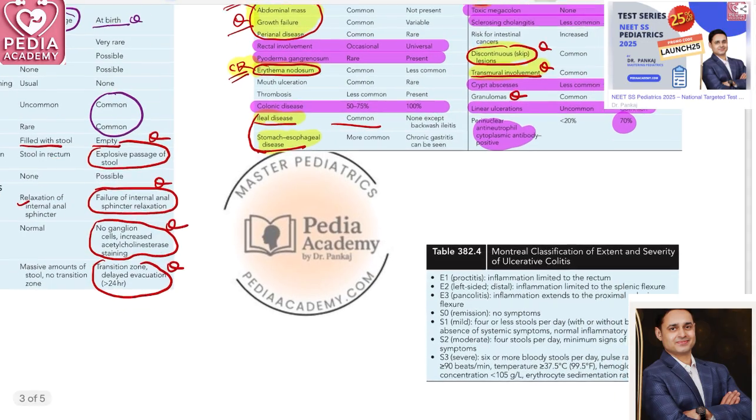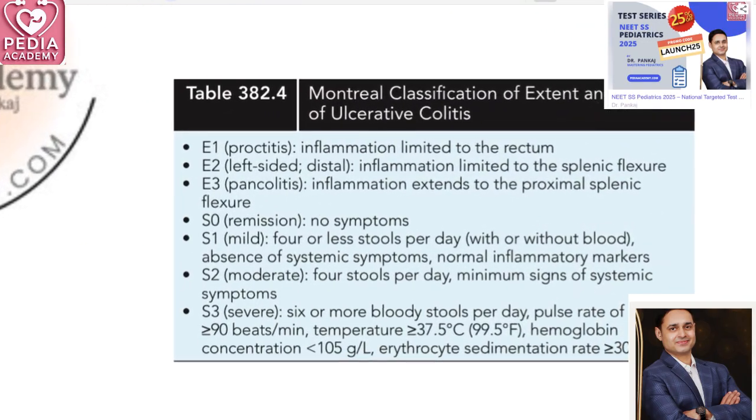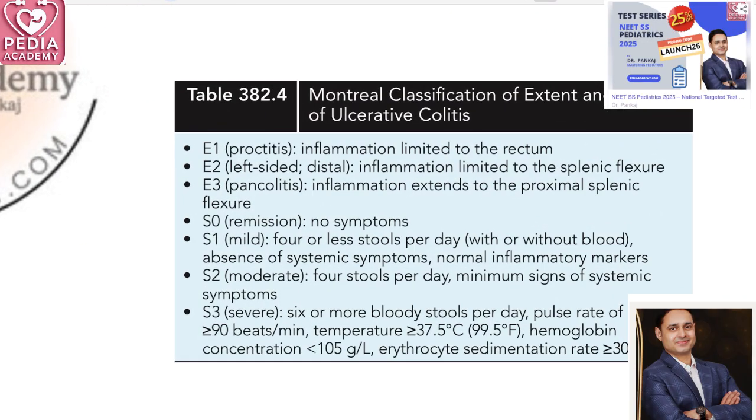Okay, we'll see the ulcerative colitis Montreal classification of extent and severity. E1 is proctitis, inflammation limited to the rectum. E2 is left-sided, distal colitis, inflammation limited to the splenic flexure, and E3 is pancolitis. Direct questions are generally asked on E1, E2, E3.